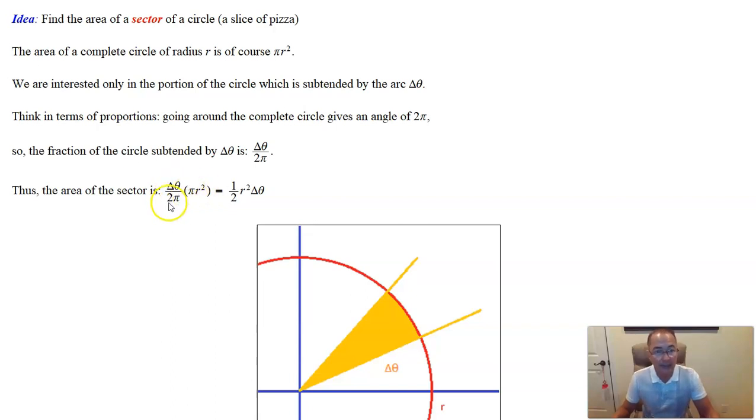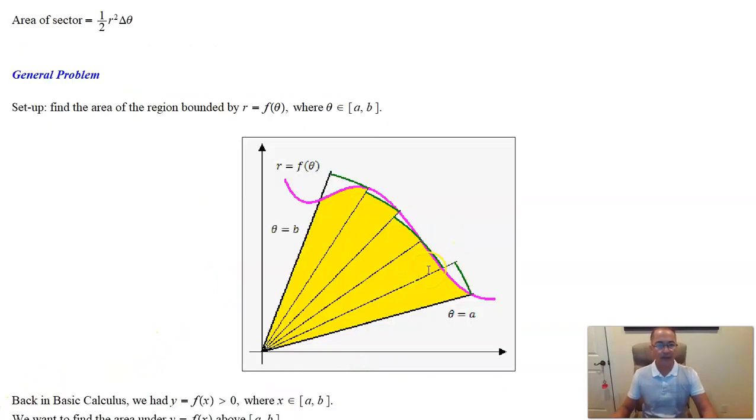Notice that the pi's will cancel. So we get a 1/2 and an r squared and a delta theta at the end. Okay, so this is the natural order of these three quantities: 1/2, a constant, r squared, and then delta theta. We're going to form a Riemann integral in a minute. And of course, when we do that in basic calculus, when we have a delta x, we put the delta x at the last part because that's where it naturally belongs.